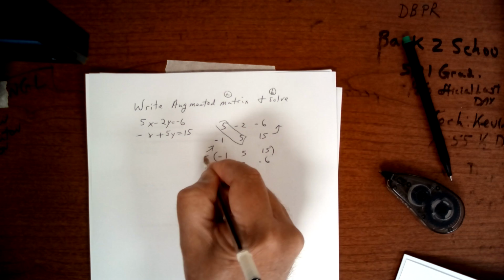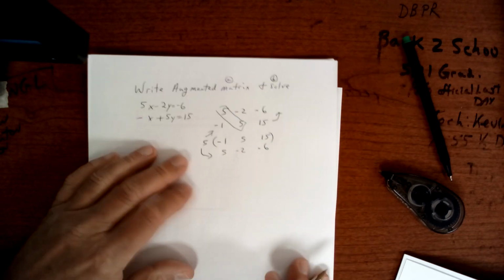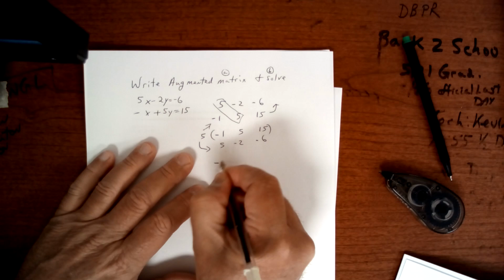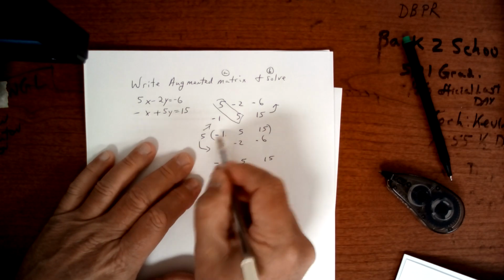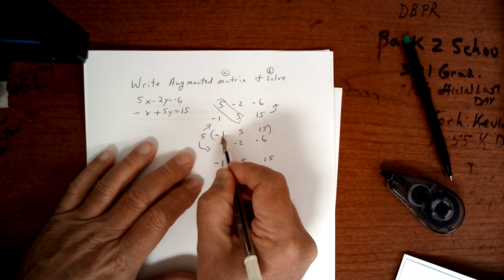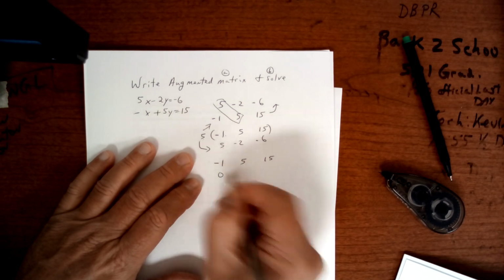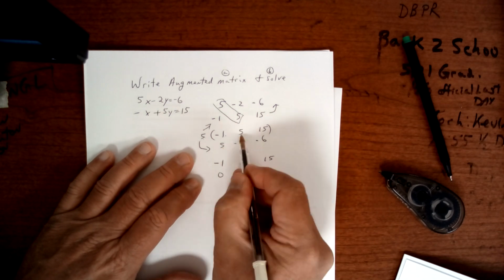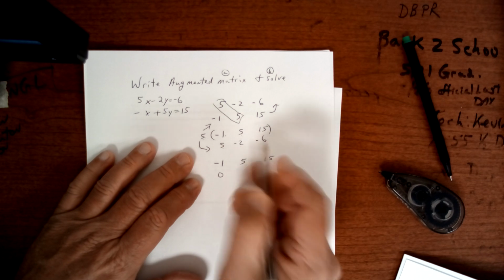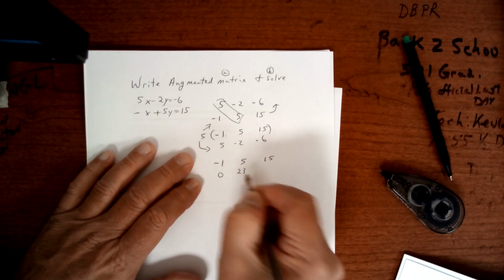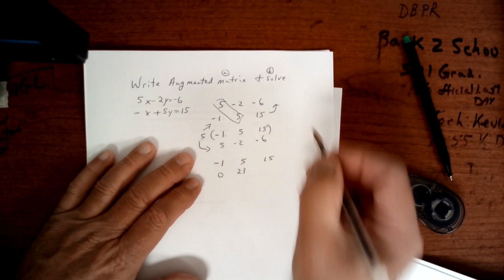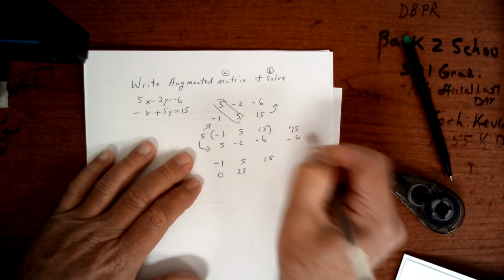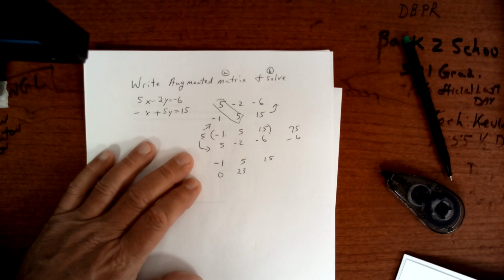Now, I would multiply this one by 5 and add it to that one. So the top one stays the same, but the bottom one is going to change. So this times this is going to be negative 5 plus 5 is 0. 5 times 5 is 25 minus 2, I guess, is 23. And then 5 times 15, I think, is 75. And 75 minus 6, when you think about that, I think that's 69.